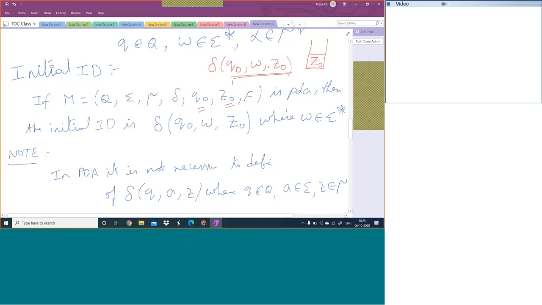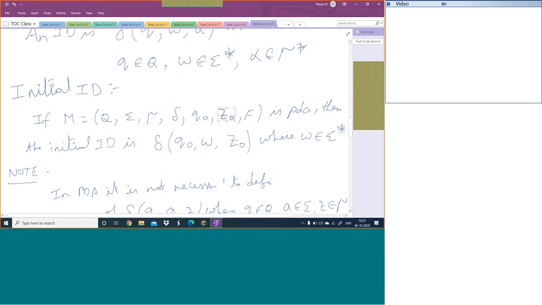If M is a PDA, then the initial ID is Q0, W, Z0, where W belongs to sigma star. Q0 is the initial state, we have told here. And Z0 is the initial stack symbol, and W is in sigma star. Okay. Next.